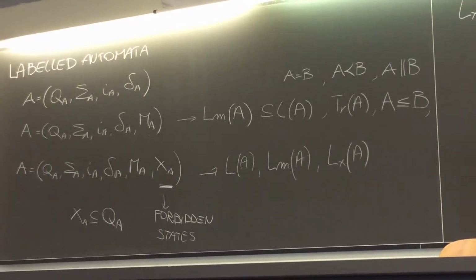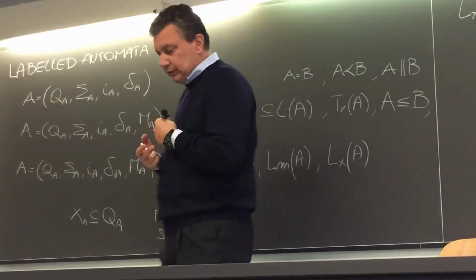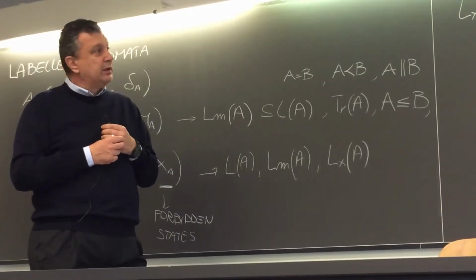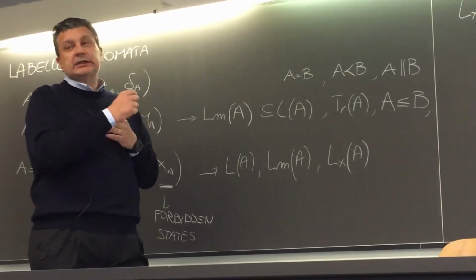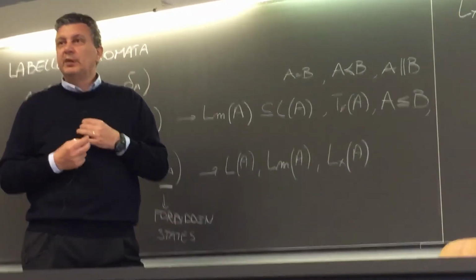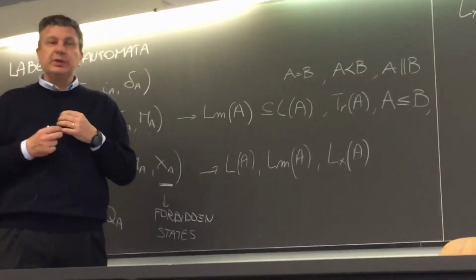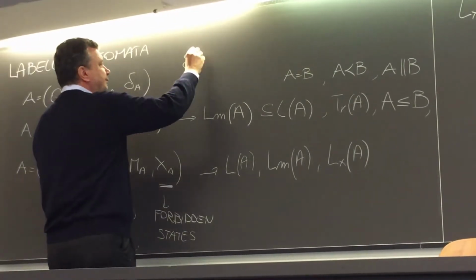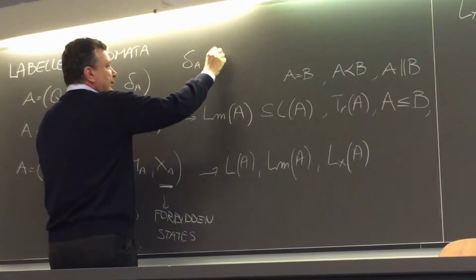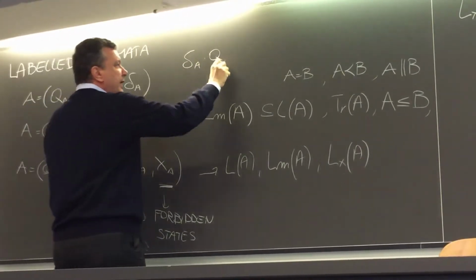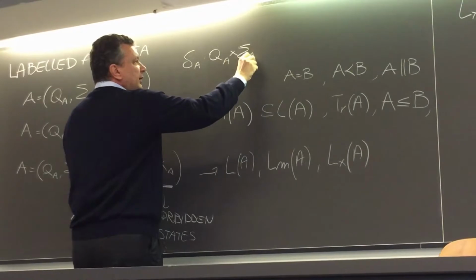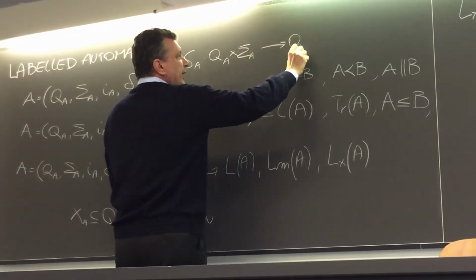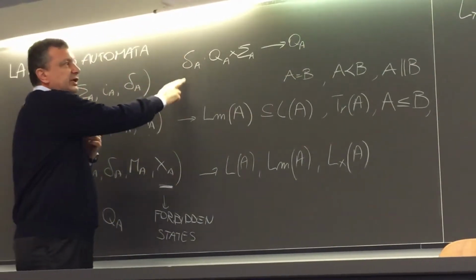Okay. What's the meaning of it? The meaning is exactly what I said before. I'm using again the delta function with a slight extension of its meaning. You remember that originally the delta function was from a domain made by the Cartesian product of QA and sigma A, and a codomain into QA. Okay. So that's the original definition.